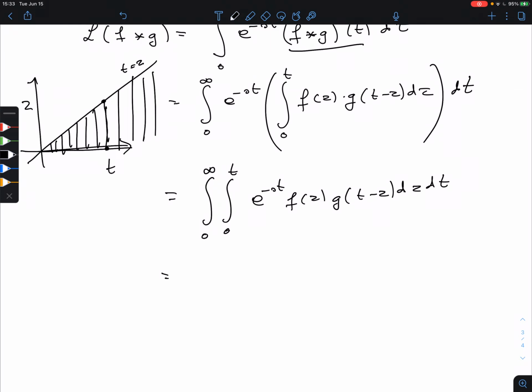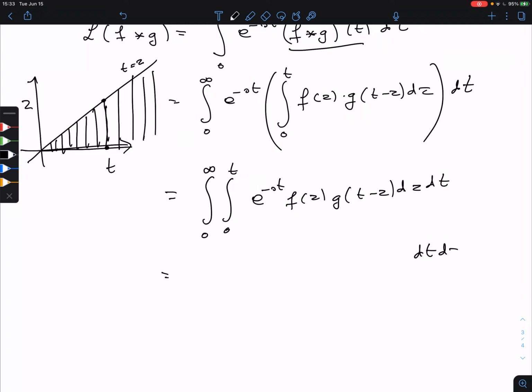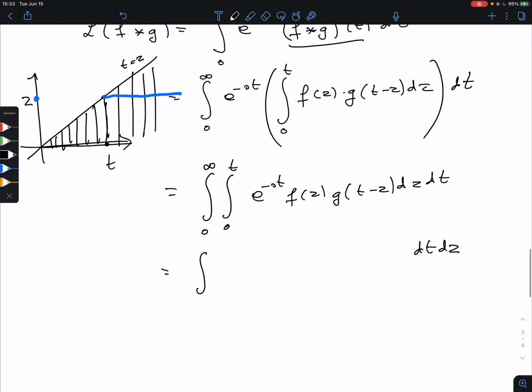So I'm going to switch the t and the z. This integral will now be over all the possible values that z can take. So let's look at a fixed z. What are the values that z can take? It has to lie in the lower triangle, so this means z can start from t and go to infinity.